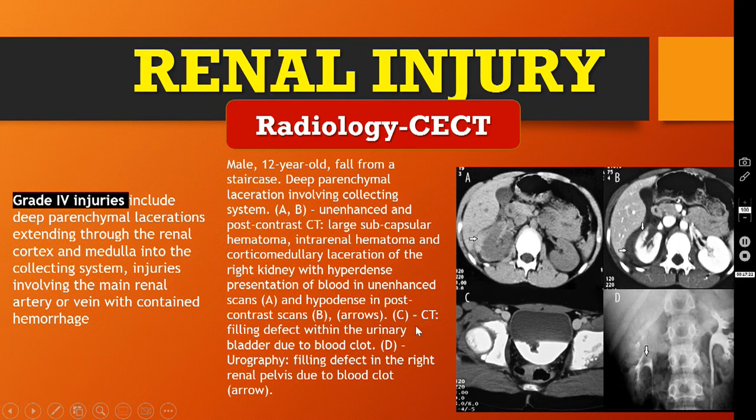Yeah. And on CT, if you see, this is the urinary bladder, you are seeing a filling defect within the urinary bladder because of blood clot. And this is C. And D, urography they are doing, and you can see a filling defect in the right renal pelvis because of the blood clot. So you can see not only the kidney, you can do all these things. You can even visualize the urinary bladder. You can evaluate the whole genitourinary tract.